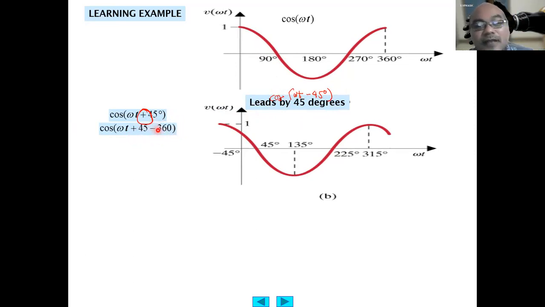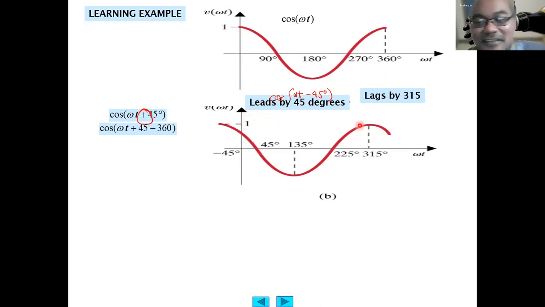You can also write plus 360. Why? Because cosine or sine repeats every 360 degrees. So putting this is okay. However, then we can do further operation on this. 45 minus 360 degrees is minus 315, right? So we can also say that this wave is a cosine wave that lags the above wave by 315 degrees. Yeah, so it is two ways of saying.